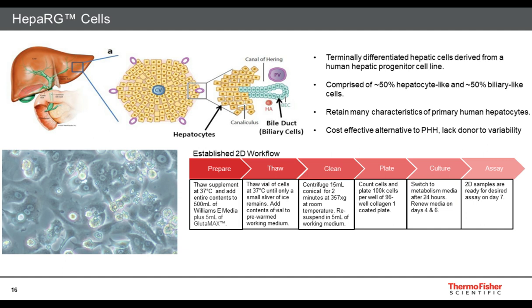So when I started this work, we were getting a lot of customer inquiries as to if these cells could be used in 3D, and we were seeing a lot of recent literature about these cells being used in 3D. But we only had an established 2D workflow, which is very simple. You just thaw the cells and plate them onto a collagen I coated plate, and then on days 6 through 10, you can assay them for various purposes.